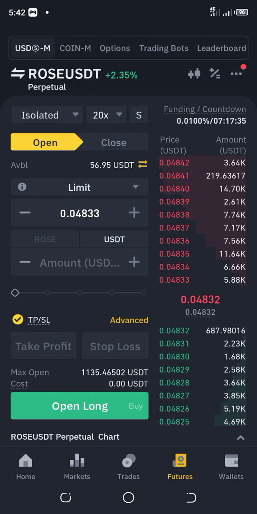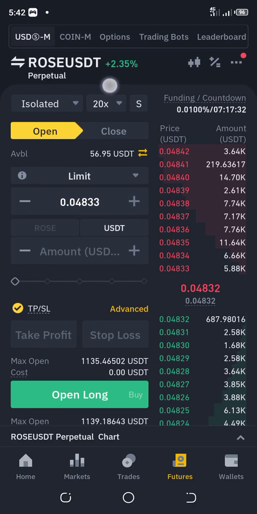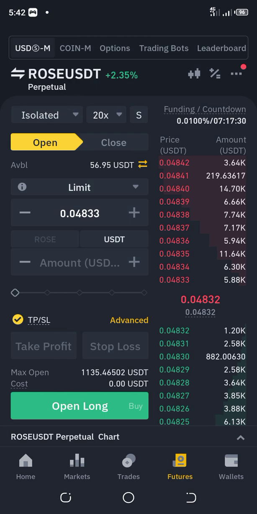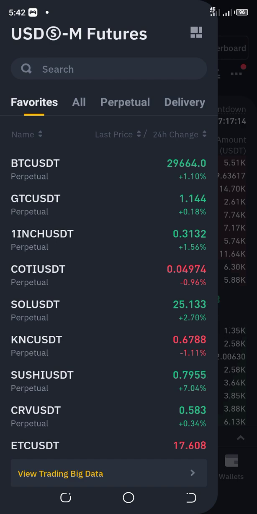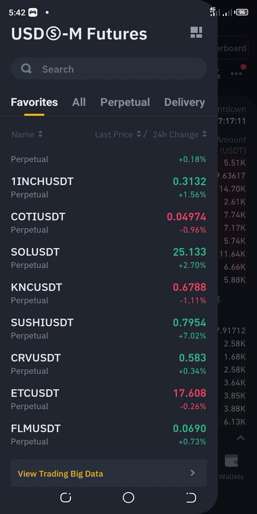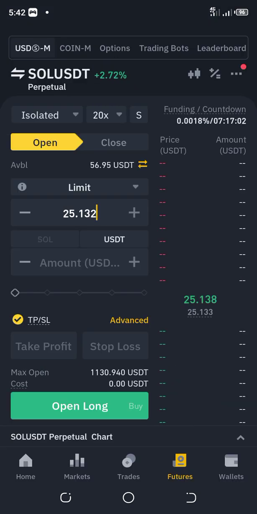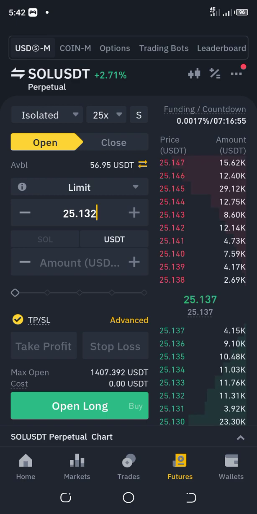Now, at the top over here, we have ROSE USDT. This is the trading pair. If I make an analysis on ROSE USDT, I will have to come here to search for ROSE USDT to trade. If I make my analysis on another pair, I'll just quickly click on ROSE USDT and select it. Let's say we have SOL USDT and I analyze SOL USDT, I'll have to come here to change it. So whatever pair I make my analysis on, I'll have to come here to change it so that I'll be able to buy that pair.